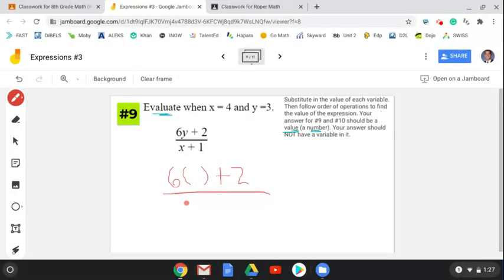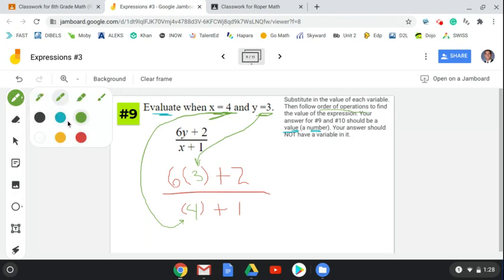Okay, now after I set up, let's plug in. Up here is a y. What's y equal to? Y is equal to 3. So I'm going to plug that in right there. Next, I have x. Here's an x right here. What is x? X is 4. I'm going to put a 4 in right there. So I've set up by putting parentheses where I see a variable. I plug in the value of each variable, and then, like it says here, I follow order of operations.